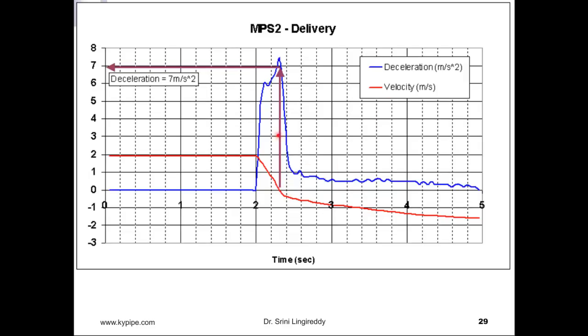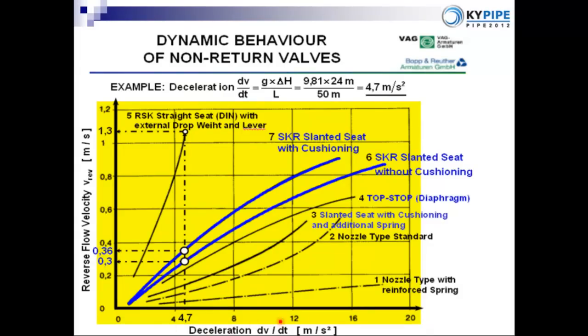If I can calculate the deceleration right at the instant when the flow becomes zero, and in this particular instance it is 7 meters per second squared, I can go to this graph, go to 7 meters per second squared deceleration, go to a particular type of check valve here, read the corresponding reverse flow, and then calculate the expected pressure rise because of that.